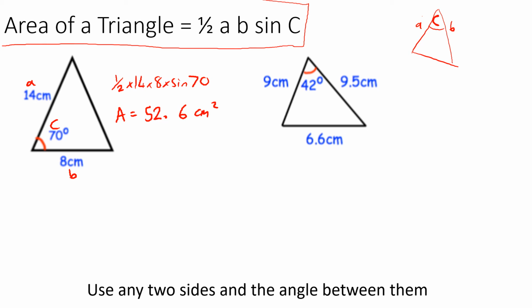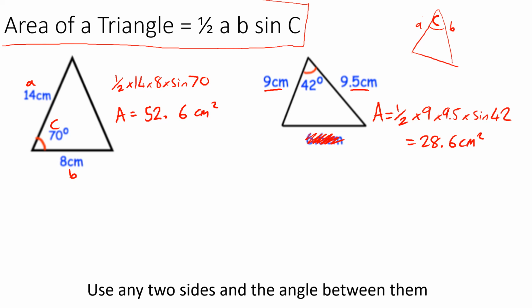What about this one here? Well, we want two sides and we want an angle in between them. So the side we're not interested in is this 6.6. We want the side 9, 9.5, and the angle in between them. So our area is going to be a half times A times B times sine C. And that will give you 28.6 centimeters squared. So if you remember that whole angle in between two sides, you're good.